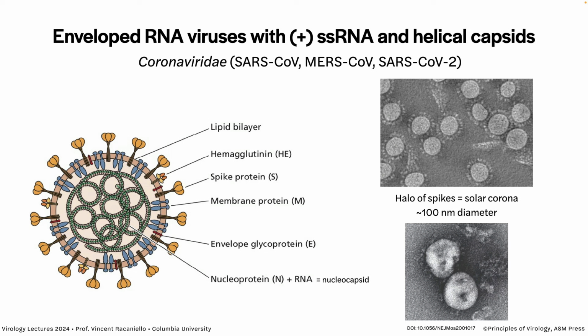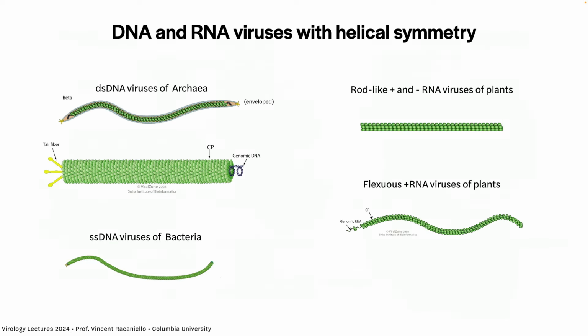So the solar corona. And then on the bottom is SARS-CoV-2, where they could see similar spikes. So they said, aha, this must be a coronavirus, which you then confirmed with nucleotide sequencing. So there are both DNA and RNA viruses with helical symmetry. Just so that you know, you don't have to memorize any of this. Both nucleic acids can have helical symmetry.